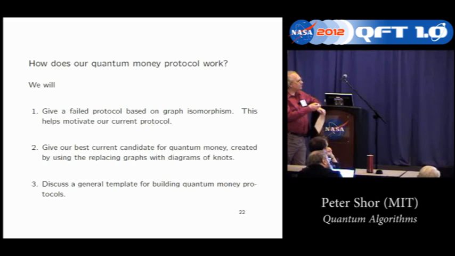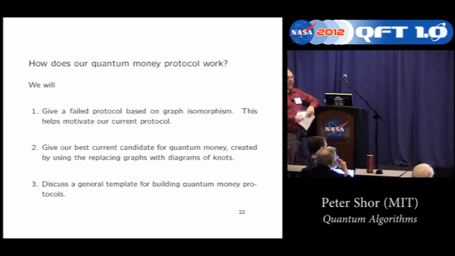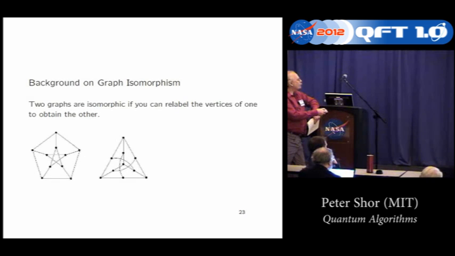Okay, so that was a side issue. How does our quantum money protocol work? First, we'll give a failed protocol based on graph isomorphism. Then we'll give our best current candidate for quantum money. We do that by replacing graphs and graph isomorphism with knot diagrams and making a global replacement of other things. And then I'll discuss the general template, because you have 2 instances of this template. You can imagine a general template where you plug in a different problem.